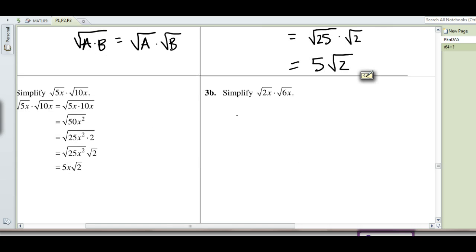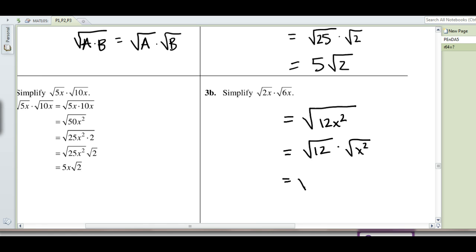Okay. The next one, we can put them together using the rule. So when you multiply 2x and 6x, you end up with the square root of 12x squared. And then I always like to separate my regular numbers and my variables just to make things simple. And basically, what can I do? Well, I can write 12 as 4 times 3 because 4 is a perfect square.